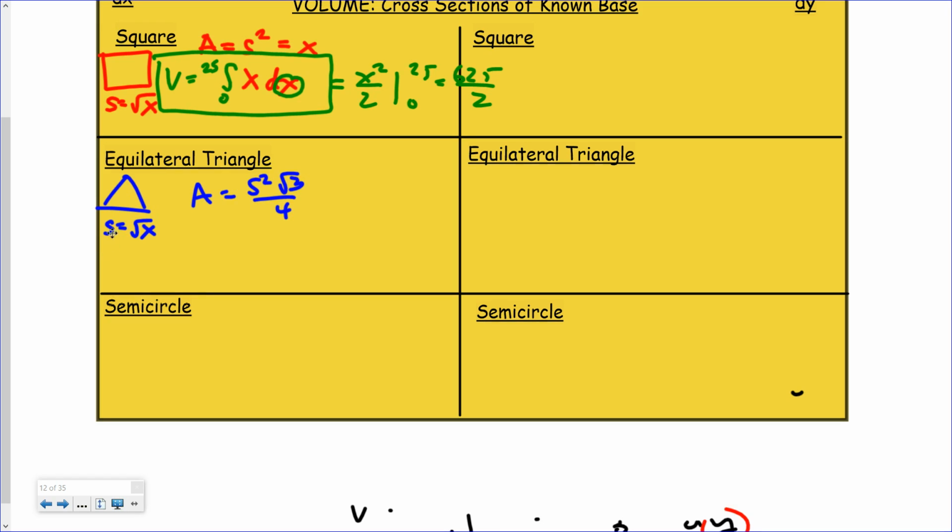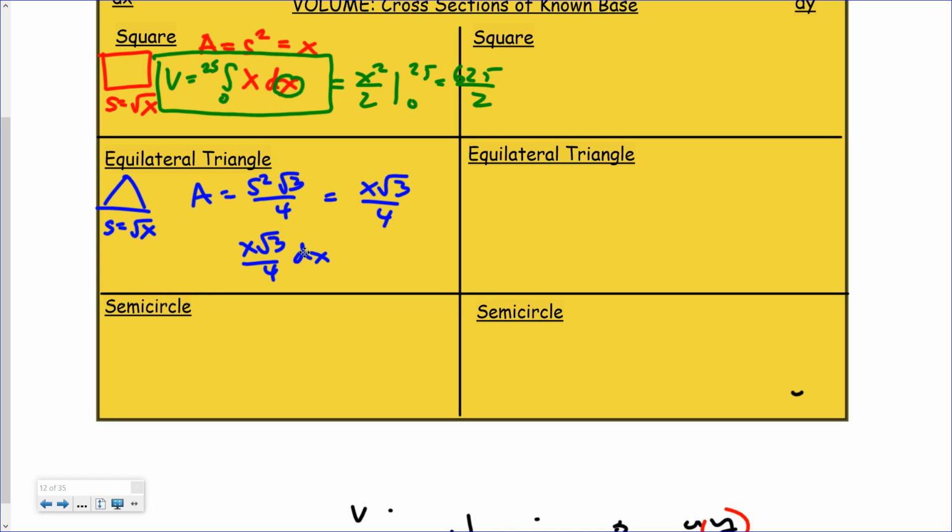If I know my s is square root of x, what's s squared then? x. So there's the area for your triangle. If that's the area for your flat triangle, what's the volume for that flat triangle? You just multiply it by dx. It's an infinitesimal thickness of dx. So it's x square root of 3 over 4 dx. That's the volume of one of those skinny little triangles.